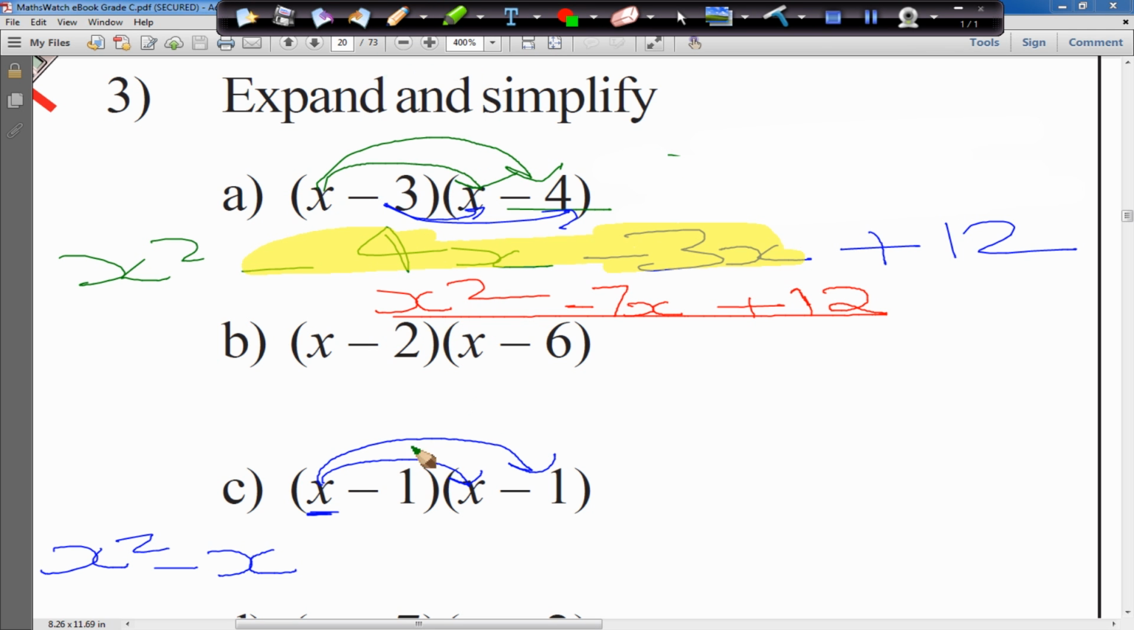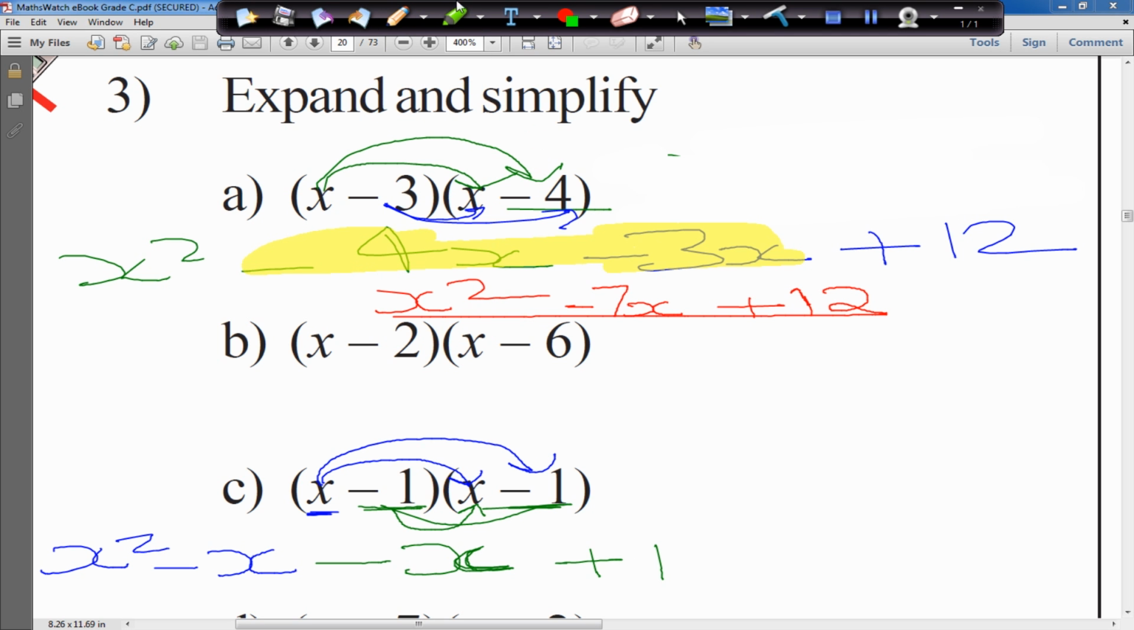Right, let's have a look. Now we can start with the minus 1. Remember, it's minus 1 and not 1. Minus 1 times x is minus x. Okay? Minus 1 times another minus 1 will give you plus 1.